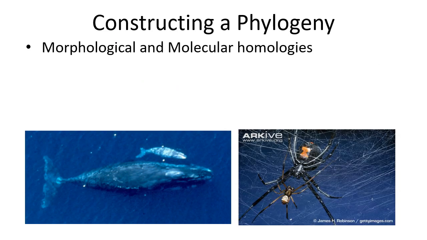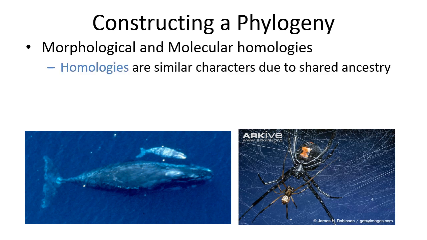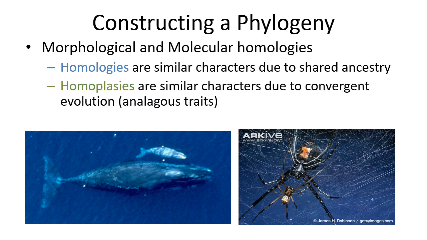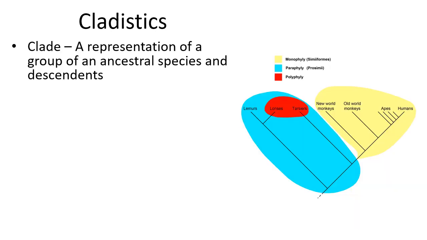All right, so to construct a phylogeny, you can do this based on morphological characters. You can also do it based on DNA, RNA, proteins, molecular characters. And homologies then are the characters which are similar due to shared ancestry. And so we can use those to group organisms and consider where they diverged. Homoplasies, on the other hand, are characters due to convergent evolution. So they're analogous traits, and they are actually not helpful and often will confuse the phylogenies which are produced.